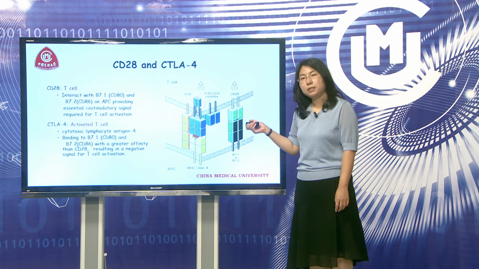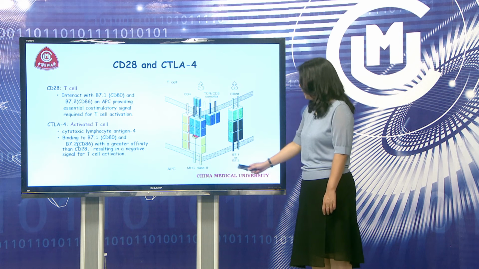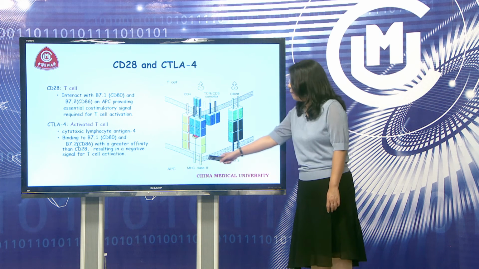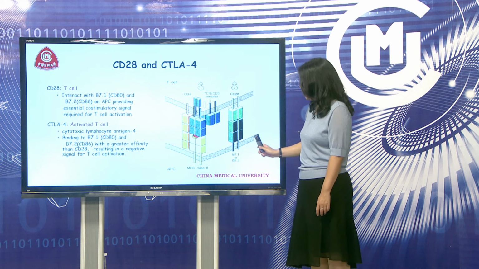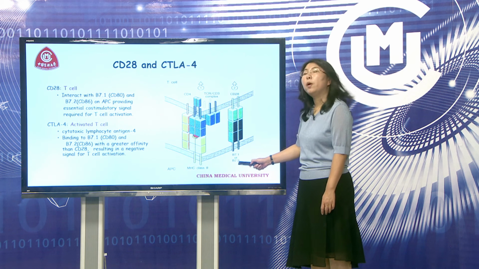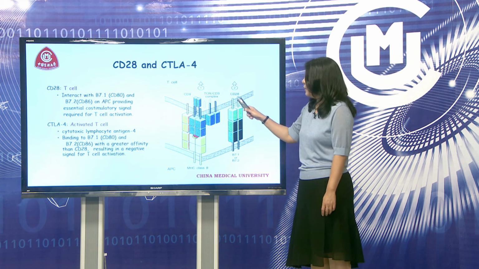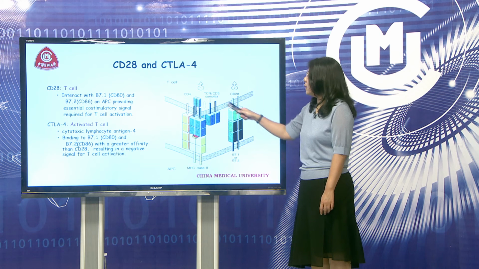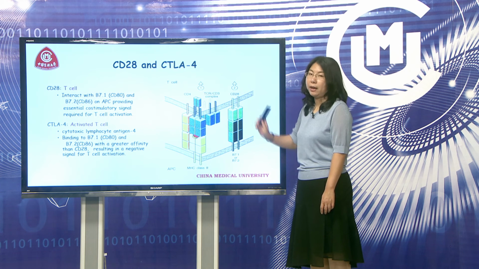The second signal for T cell activation is between CD28 and the B7 molecule. The APC, the antigen presenting cell, has the MHC2 molecule presenting antigen. So this is the first signal. For the second signal, the APC expresses B7, either B7.1 or B7.2. B7.1 is CD80 and B7.2 is CD86. These B7 molecules specifically bind with CD28, which is expressed on the T cell. So the T cell expresses CD28 and recognizes B7 on the APC. This is the second signal for T cell activation.